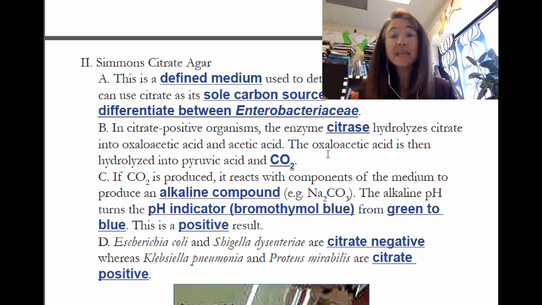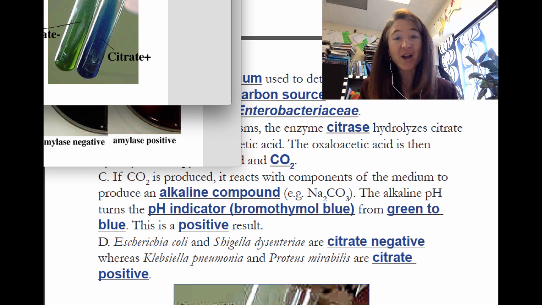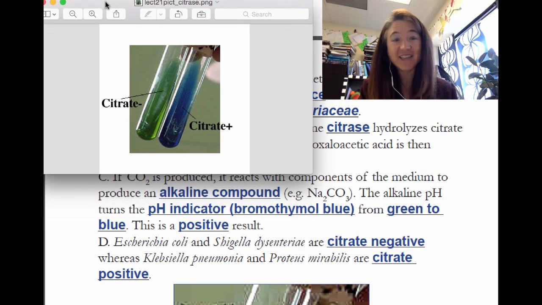which can be seen based upon the pH indicator that we put into this agar, called bromothymol blue, and the bromothymol blue turns from green to blue. And in fact, it's not just any blue. It's a beautiful Prussian blue, and we can see it here in this image where the citrate positive is on the right and the citrate negative is on the left.